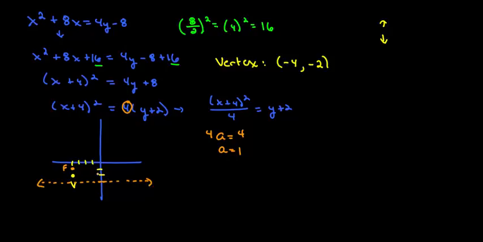So the focus has an x value that's still the same, but we went up 1 in the y direction. And my directrix has the equation y is equal to -3. That describes this line down here. So now let's go ahead and just check what that guy looks like.